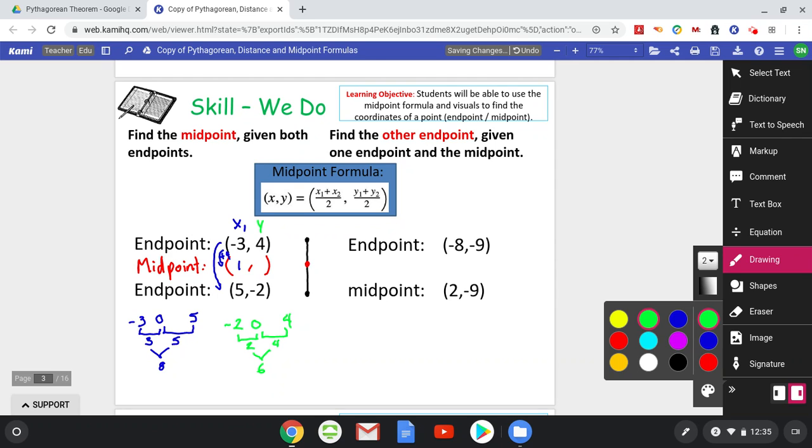If the distance from one end to the other is 6, the distance to the middle would be half of that, which is 3. That means that to go from -2 to the middle, that would be -2 plus 3 is 1. The reason I started from the bottom on the second one is because I always start from the smallest number, and the smallest number is -2.